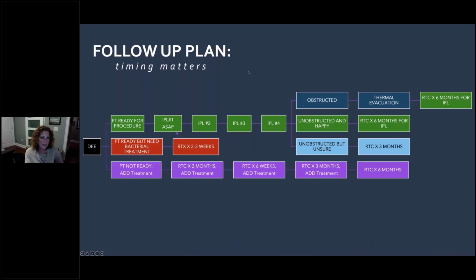And then last couple points, this is my follow-up plan and basically my cheat sheet on this. After the dry eye eval, I want him to come back for a procedure 95% of the time.